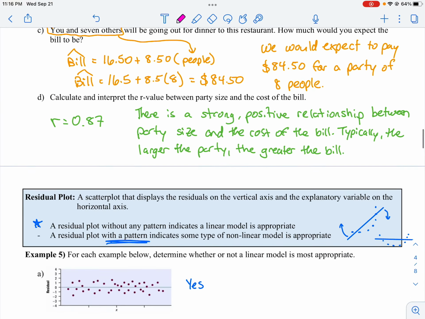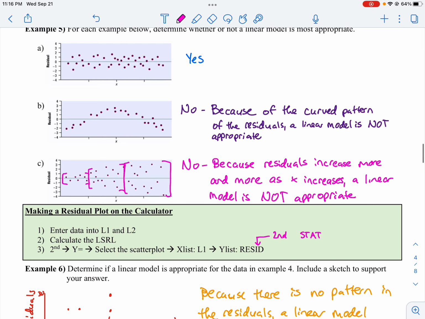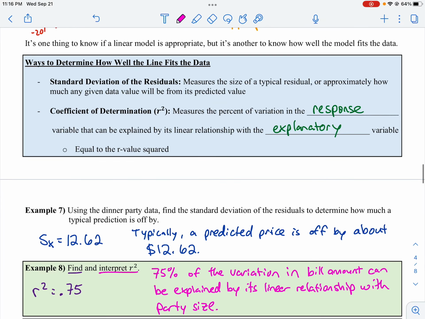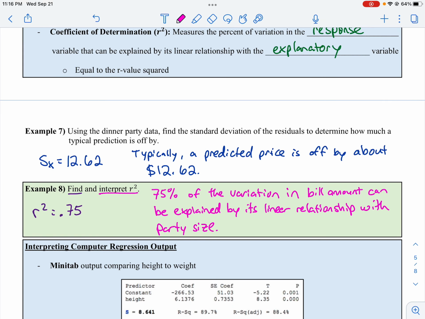Residual plots, how do we make them? When is it appropriate to say linear versus non? And then our measures to say how accurate we are: the standard deviation of the residuals and R squared.